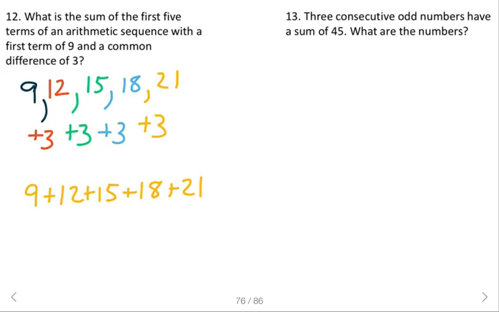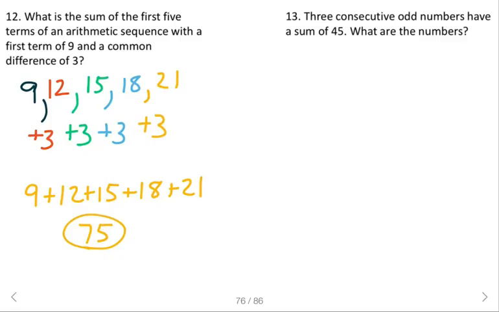Well, 9 plus 21 is 30. 12 plus 18 is 30. 30 plus 30 is 60, plus 15 is 75. Sum of the first 5 terms is 75. You may have some fancy equation that you've memorized for that. You're welcome to use that. But I think for a manageable number of terms, it's easy enough to just build the sequence that far.